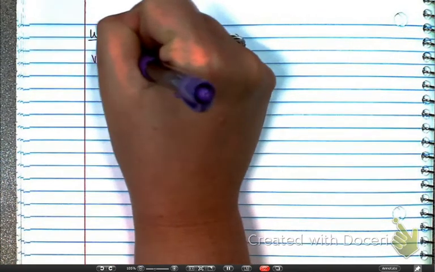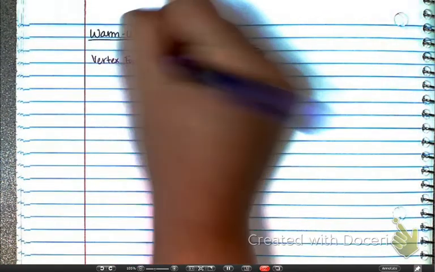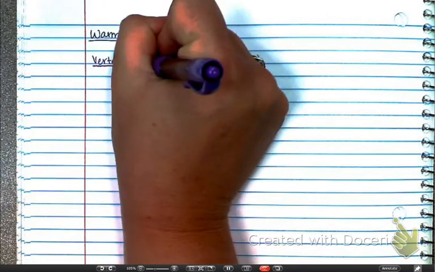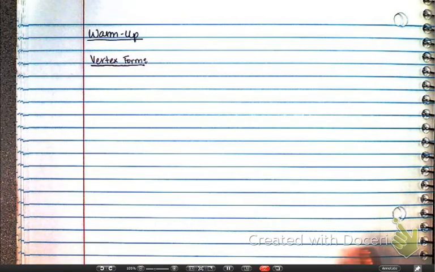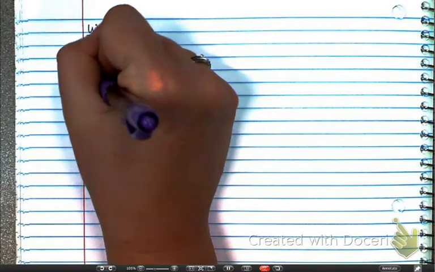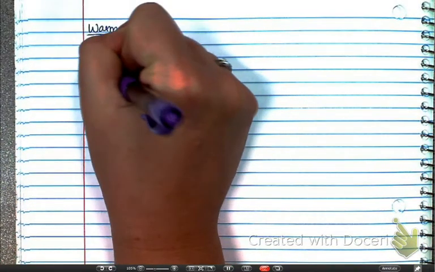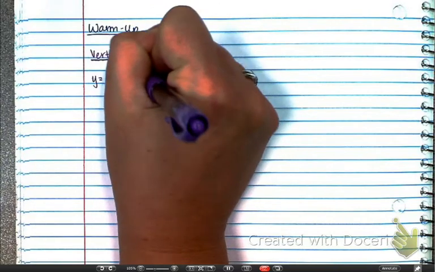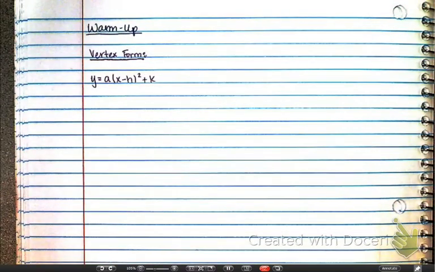So again, I'm just giving you some general things and then we'll actually do a warm-up. So vertex form. Our full vertex form is y equals a times x minus h squared plus k. That's if it has everything included. Okay, so that has your h and your k included.